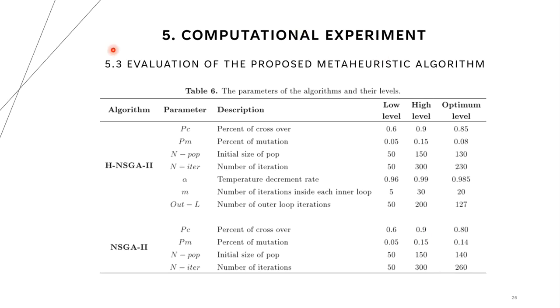In the last section, the performance of HNSGA2 was analyzed by comparing the Pareto fronts with those obtained by common NSGA2 in terms of the metrics Pareto ratio, which is called PR, spacing, overall Pareto spread OPS, and computational time, CPU time. The explored bound and optimum level of each parameter are presented in the table on the screen.